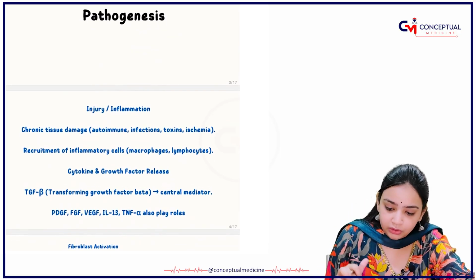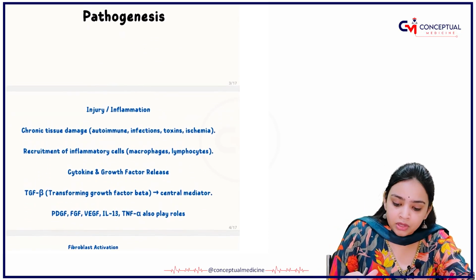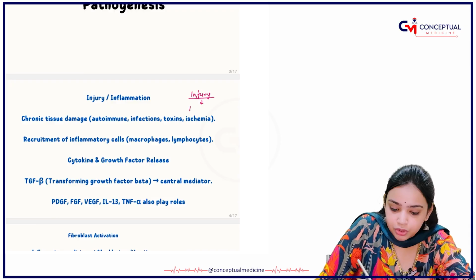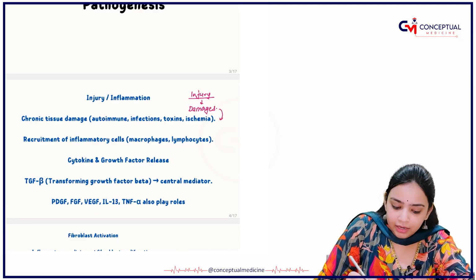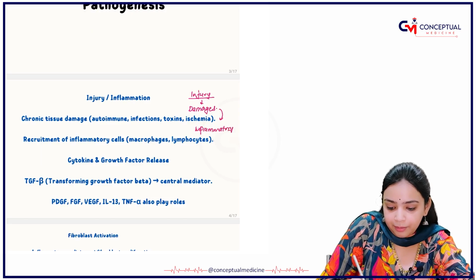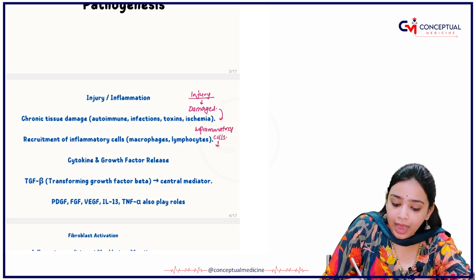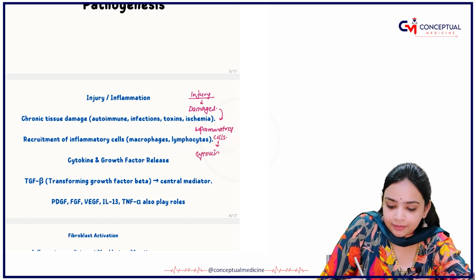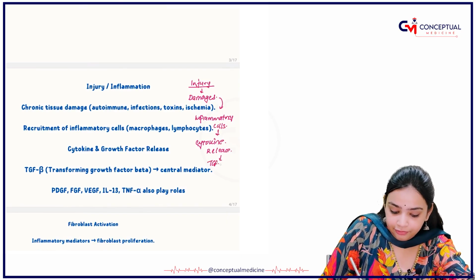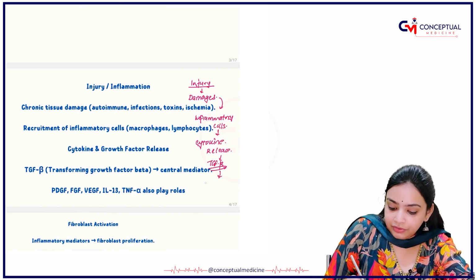What is the pathogenesis? See, obviously there should be an injury. So there is an injury. After the injury, what happens? Chronic tissue damage. And after that, they will recruit the inflammatory cells. After that, what happens? There will be cytokine release. As a result of which, what will happen? There will be TGF-β that will lead to the central mediation.